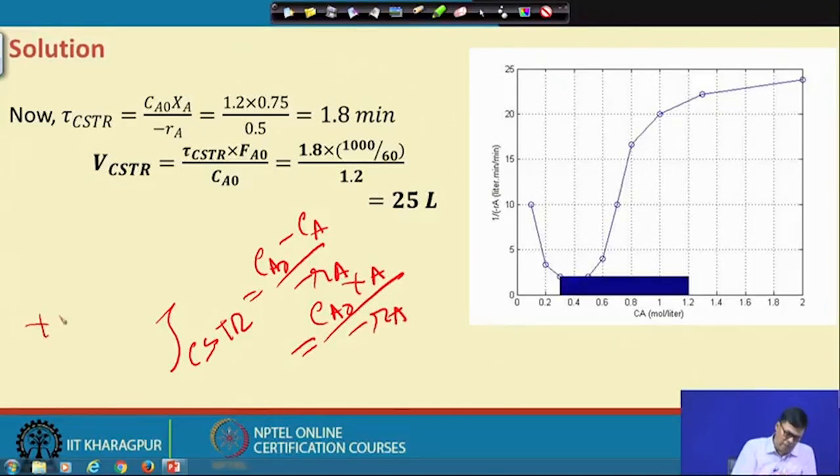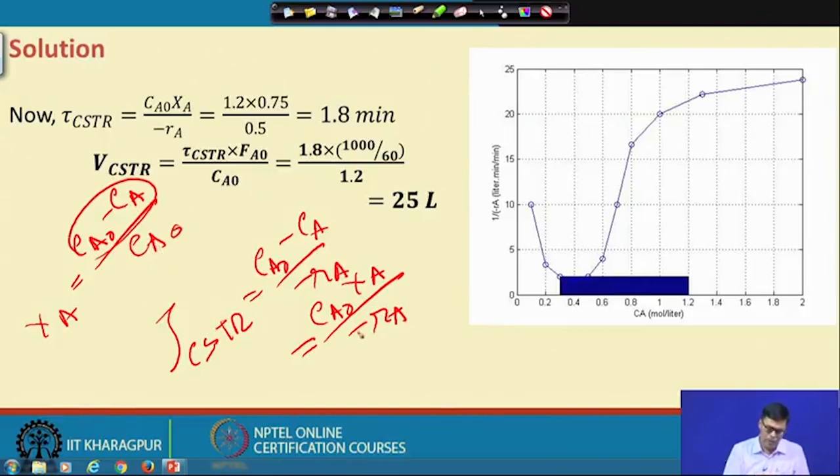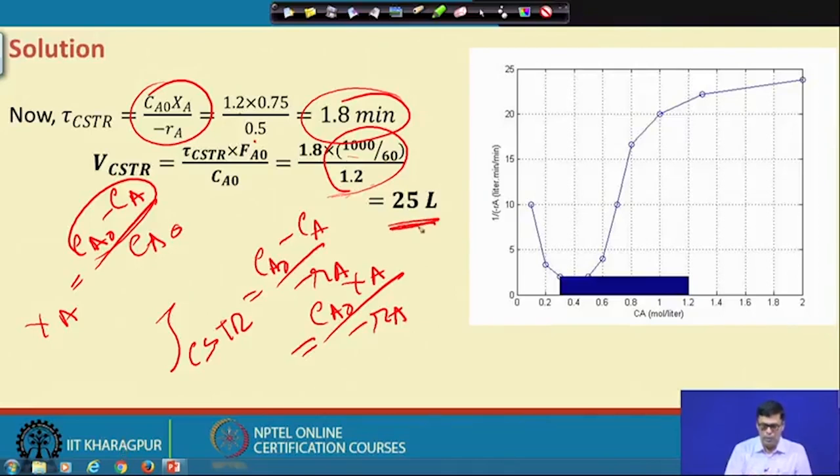Why? Because XA equals (CA0 minus CA) by CA0, so I can multiply by this, and this is how it has come. So we can put in the values 1.2, 0.75, 0.5, and then we can easily find the volume of the reactor. Once we know the volume, I have already shown you how to calculate the volumetric flow rate, and then you can find that the volume of the reactor is 25 liters.